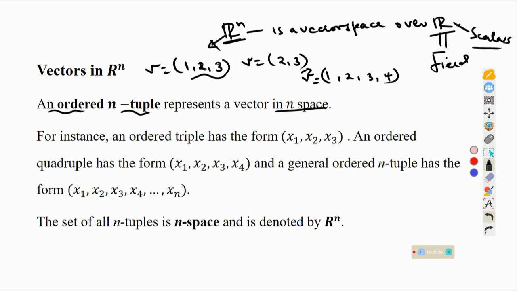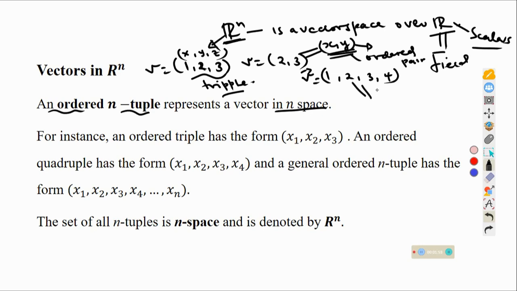For example, if there are 3 of them arranged in the form x, y, and z, then we say this is an ordered triple. When we look at such numbers in the form xy, which we have always been dealing with, we call them an ordered pair. Then when we have 4 of them, we call them an ordered quadruple. So you have an ordered pair, an ordered triple, and an ordered quadruple.